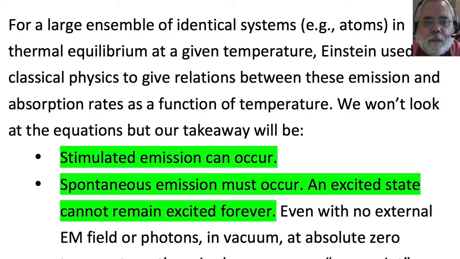So Einstein said, for a large ensemble of identical systems, in this case atoms, in thermal equilibrium at a given temperature, Einstein used classical physics to give relations between the emission and absorption rates as a function of temperature. We're not going to look at those equations, but we have the following takeaways.